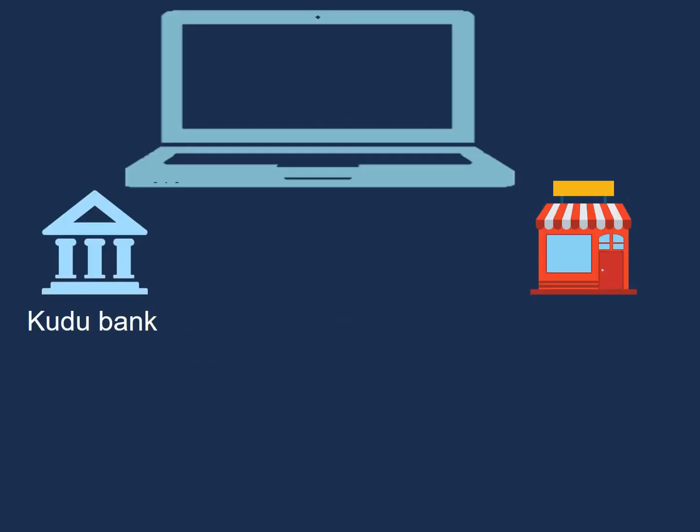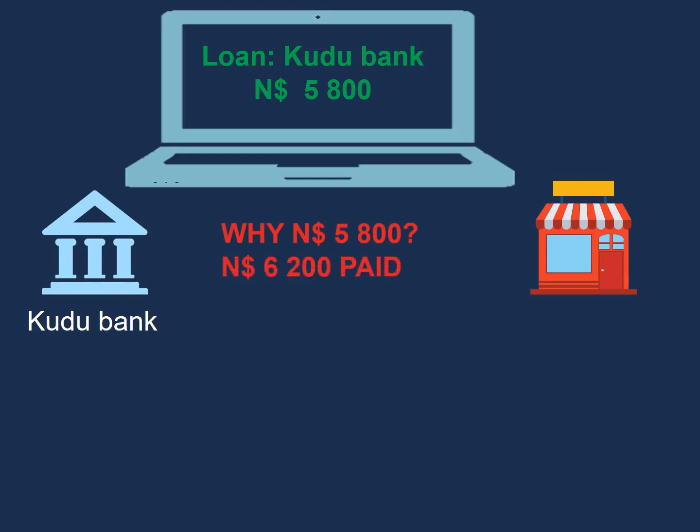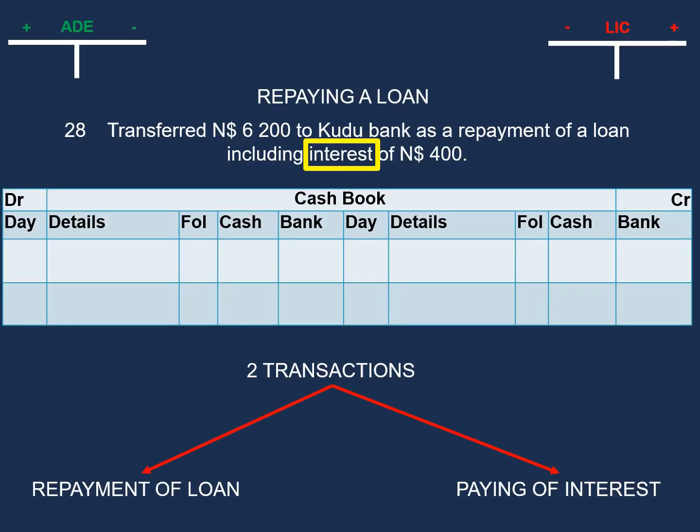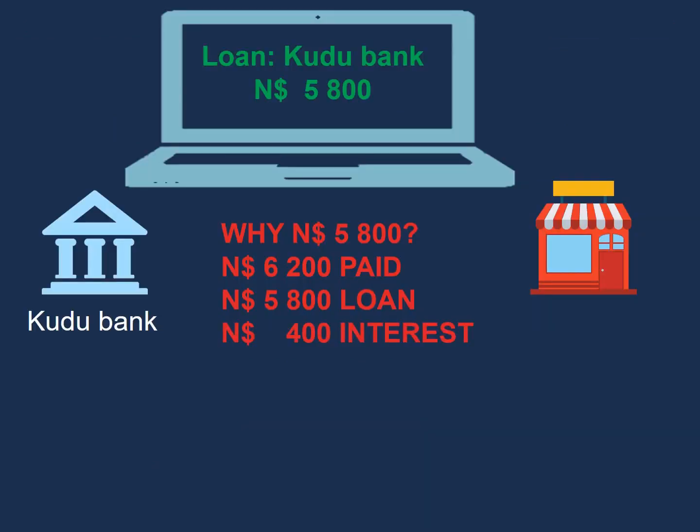So the business's bank account has a balance of 50,000 Namibian dollars. Then the business paid Kudu Bank 5,800 Namibian dollars. Now you may ask, why 5,800? Because the total that was transferred was 6,200 Namibian dollars, and the 5,800 is for the loan. Why? Because the 400 Namibian dollars is for the interest. And if we have a look back at our transaction, it shows that the interest portion is 400, so we need to subtract the 400 from the 6,200, which will give us the 5,800.